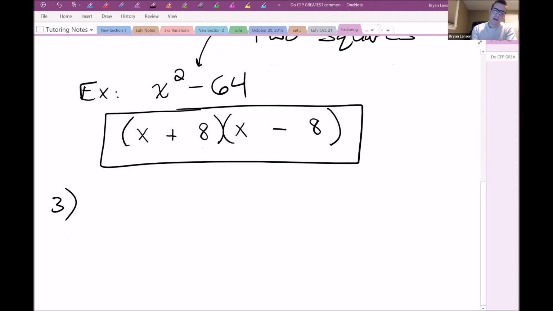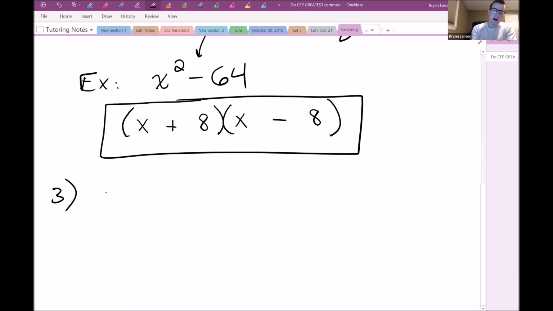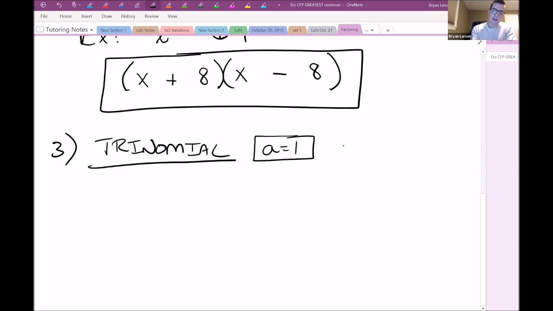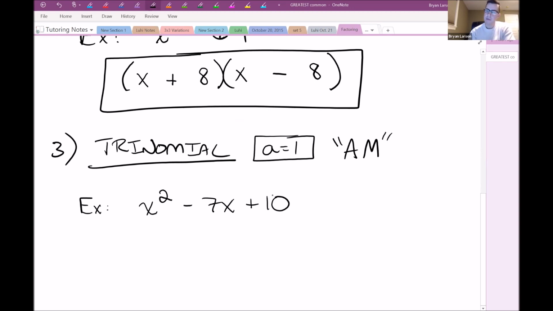The third type of method, or the third method I want to talk about here, is going to be a trinomial. Okay, and we're going to do a trinomial when the first term a is 1. Okay. I call this the AM method. All right, here's what it's going to look like. So a trinomial, we're going to have something like x squared minus 7x plus 10. Okay, we have 3 terms there, and the a term, meaning the number in front, is just 1.